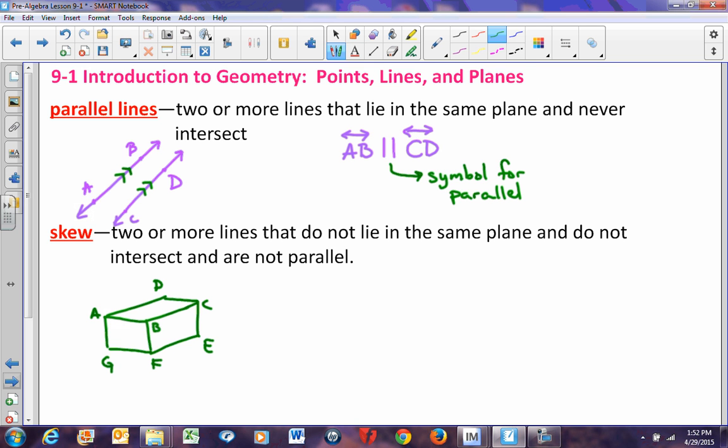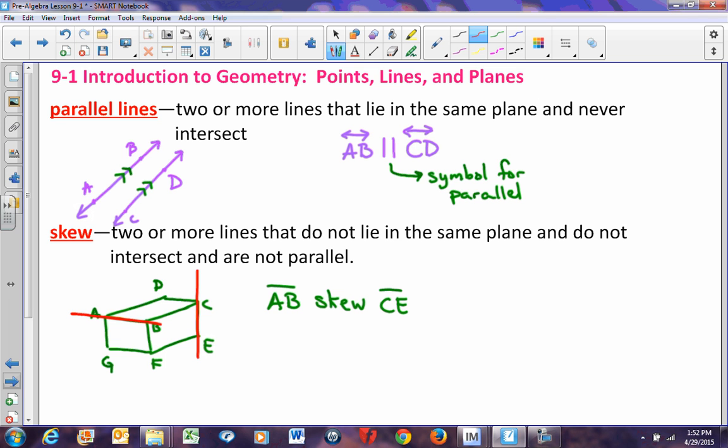There are other points because it's three-dimensional, but I will tell you right now that AB is skew to CE because they will never cross. They're also not in the same plane. Because line segment AB here goes here, and line segment CE goes here, and since they're on different planes, they will never cross.